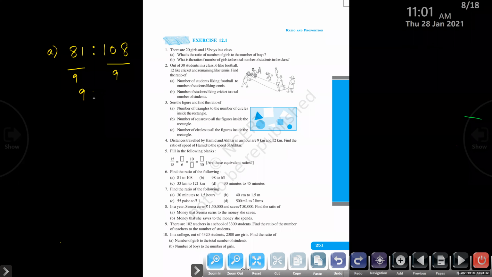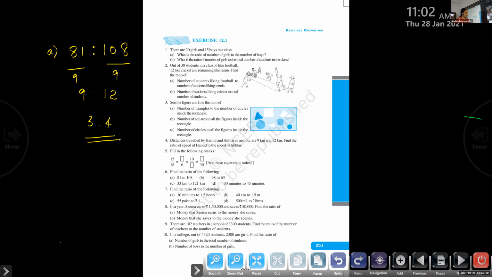9 is to? 108 divided by 9. Will you find out, children? 12, correct. Now, again, common factor is there. Which is the common factor of 9 and 12? 3. And 3 is to 3 is to 4. Now you cannot simplify this. Clear? Okay, ma'am. Yes, ma'am.